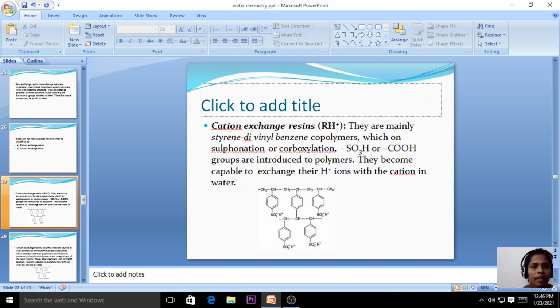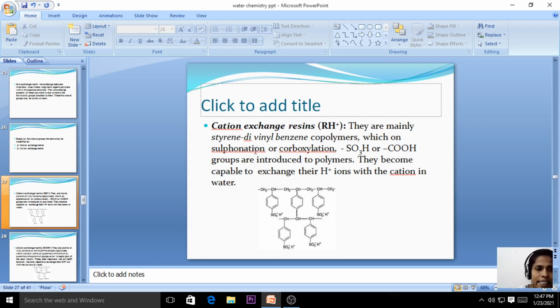See here, the cation exchange resin. Resin is nothing but the polymer. So we are denoting that resin as R. R is bonding with H+. That means it is bonding with acidic groups. In cation exchange resins, resins are bonding or connecting with the acidic groups. Now these H+ ions are replacing cations in the water sample.